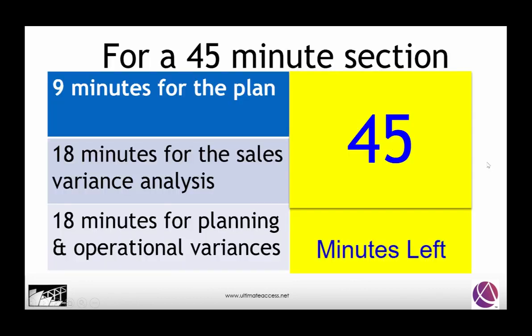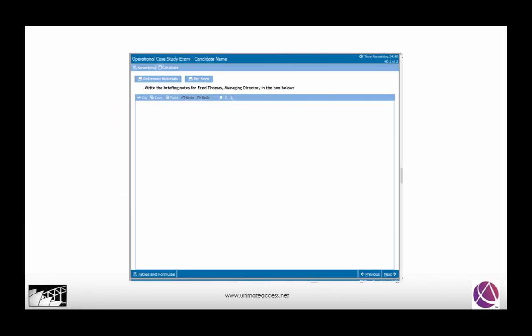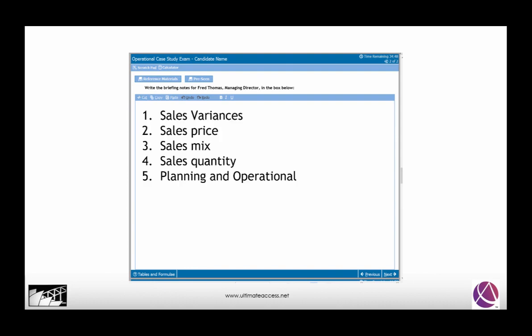Planning. We've got about 9 minutes to plan. Now that includes the reading time and just getting to grips with the information that we've been presented with. That leaves us with about 18 minutes each for the 2 tasks. Total 45 minutes. I recommend writing straight into the word processing document that you'll be given in the exam. And here, straight in: sales variances, sales price, sales mix, sales quantity, planning and operational. That comes straight from the original information that we were given in the question.